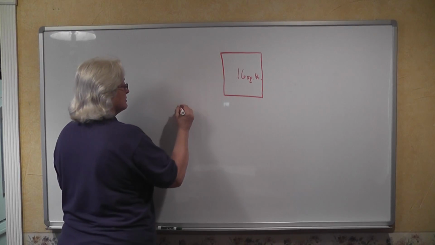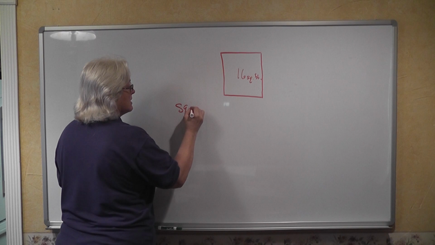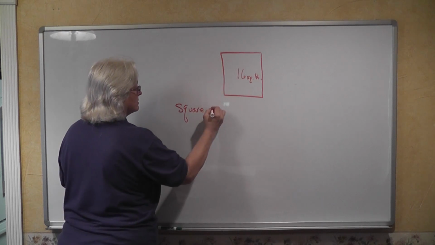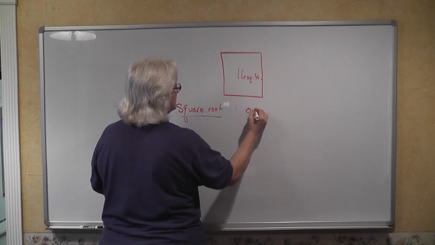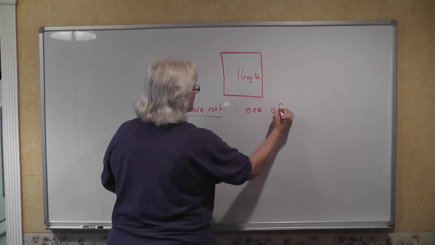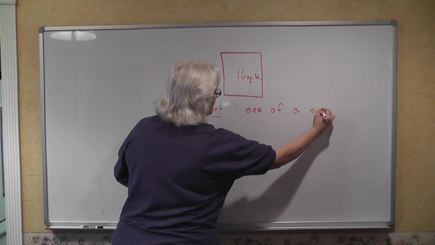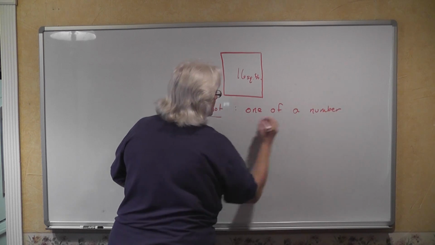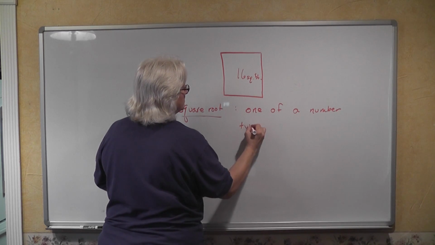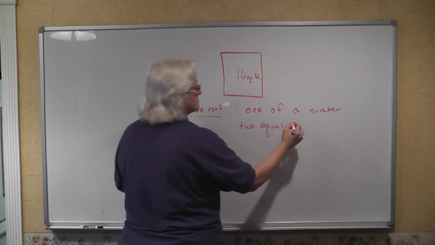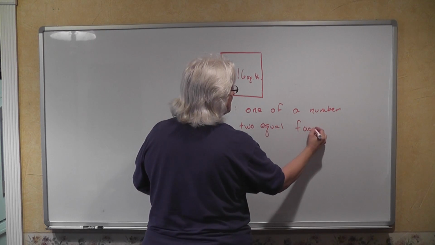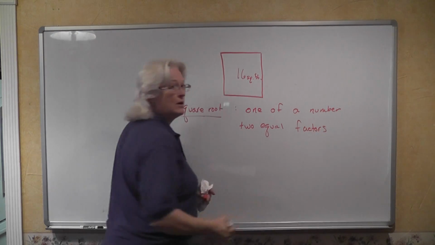So what is a square root? A square root is one of a number's two equal factors. And we've got a little bit of math vocabulary going on here.